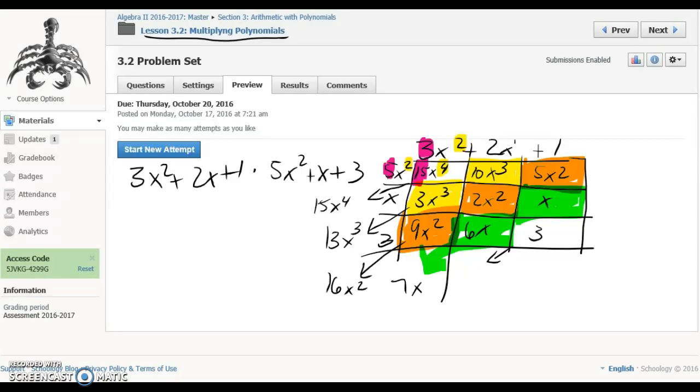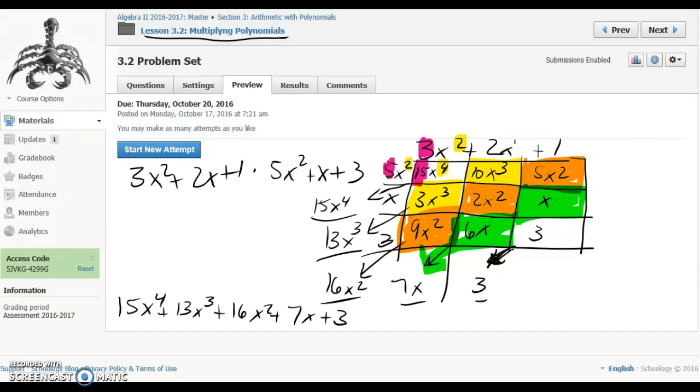And this bottom box over here, sorry for the confusion, is the only box, it's 3. So each of these terms represents our answer. So the answer would be 15x to the 4th plus 13x cubed plus 16x squared plus 7x plus 3. So that's the basic idea behind multiplying polynomials. Now we're going to jump on our problem set.